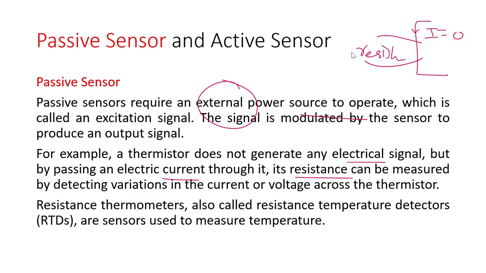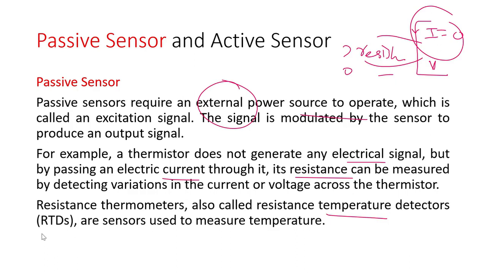If the current is 0, we get no resistance. So without the introduction of this I, we cannot measure resistance. So this can be a passive device because it requires some external power, some current and voltage. We find this current in it and this voltage in it, and then the resistance is calculated. Similarly, a resistance thermometer is used for calculating the temperature.